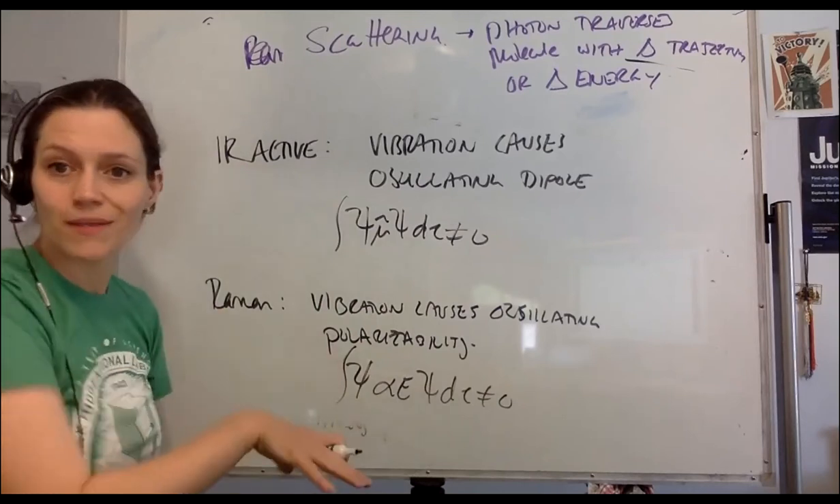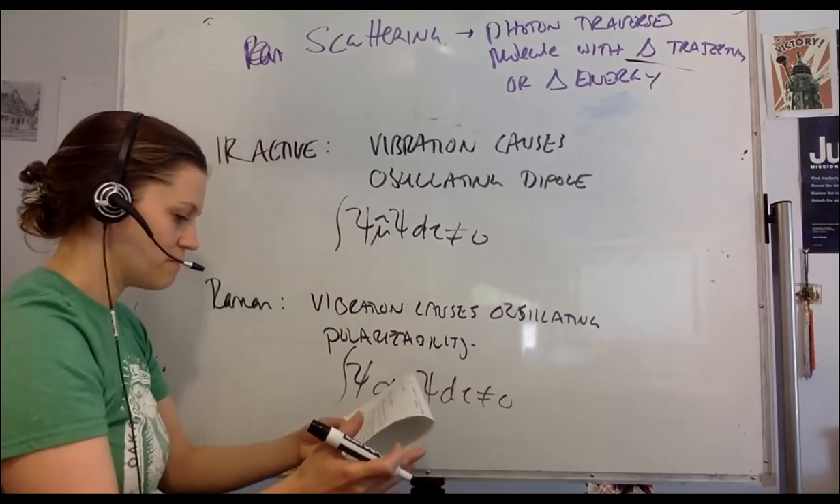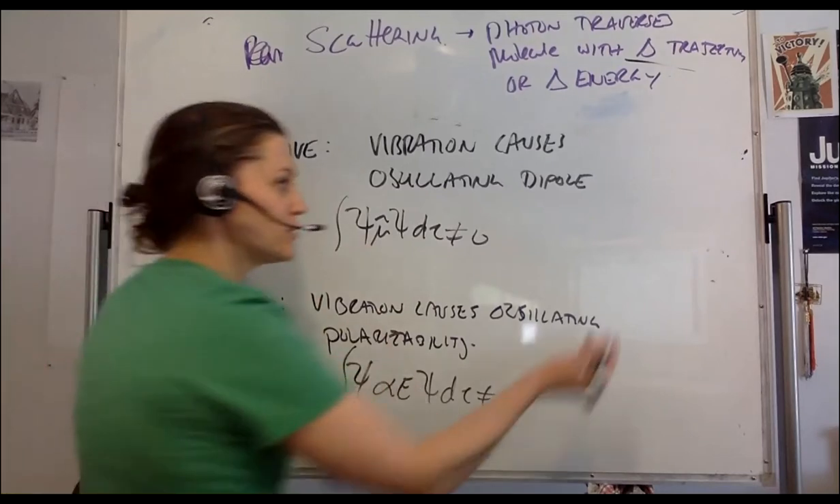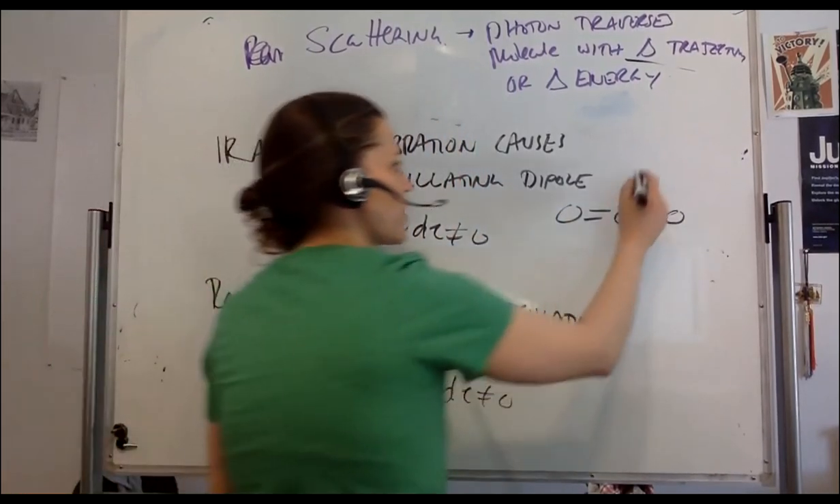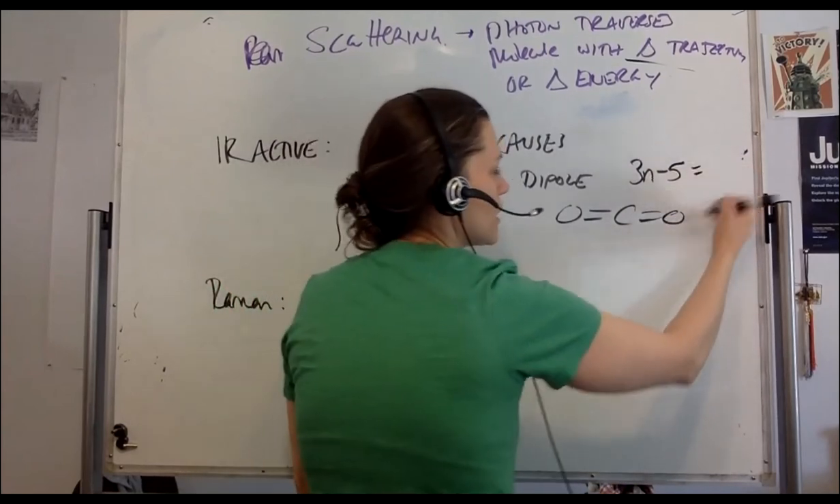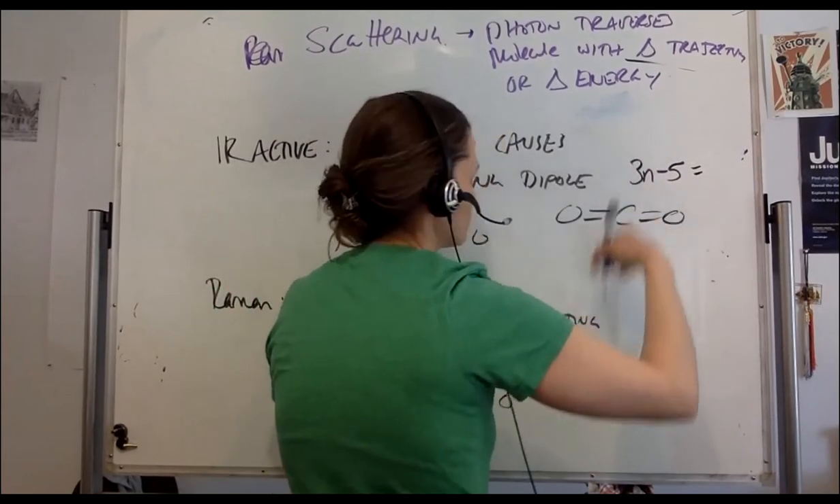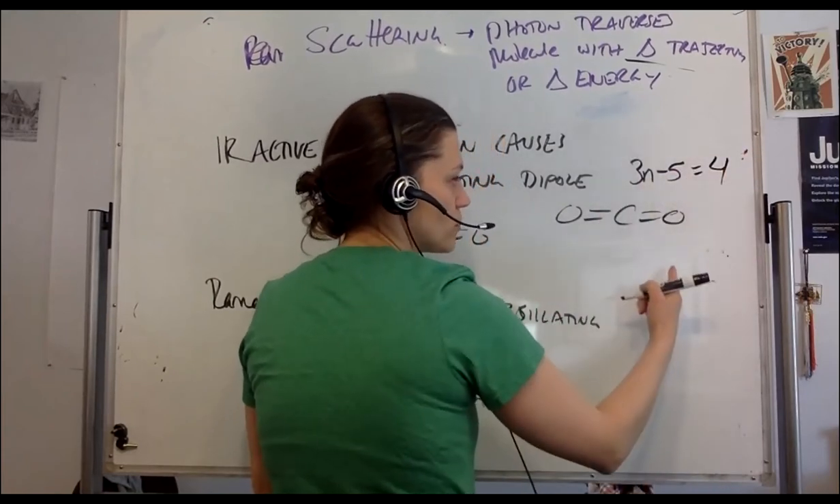Okay, here's an example. We're going to do carbon dioxide, and then I'm going to show you some benzene stuff. It's pretty cool. Okay, carbon dioxide. First, ask yourself, how many modes of vibration? So we've got 3N minus 5, because this is linear. That gives us 3 times 3, 9, minus 5, 4. So we've got 4 normal modes.